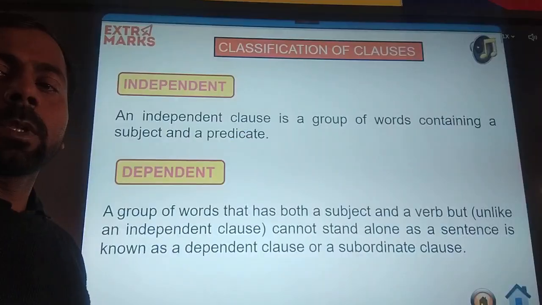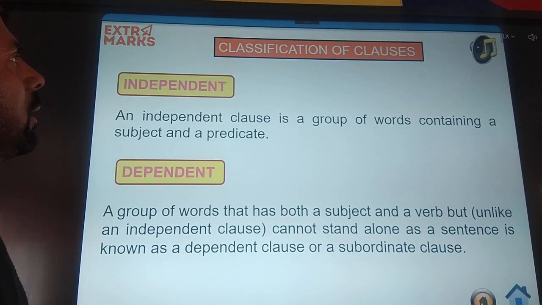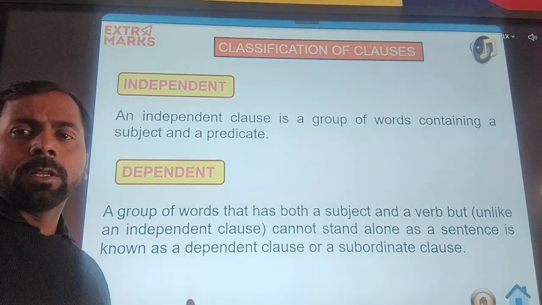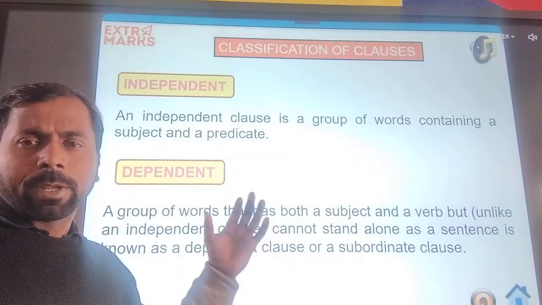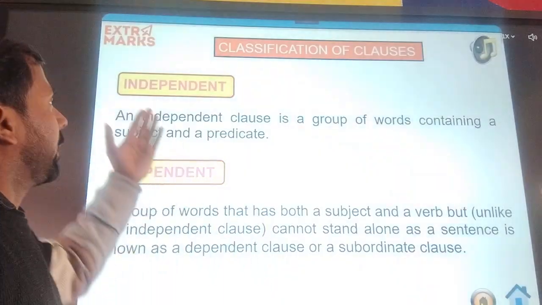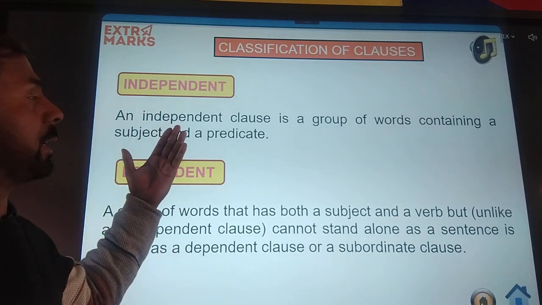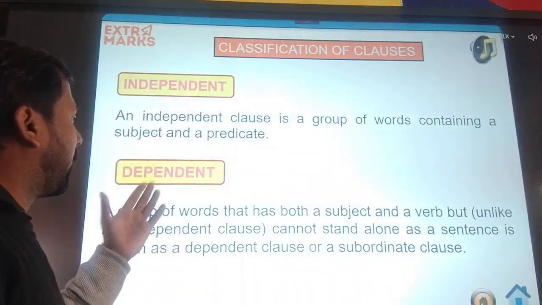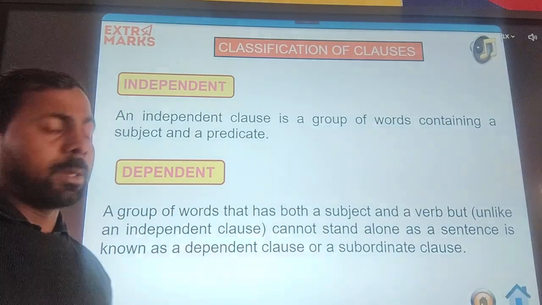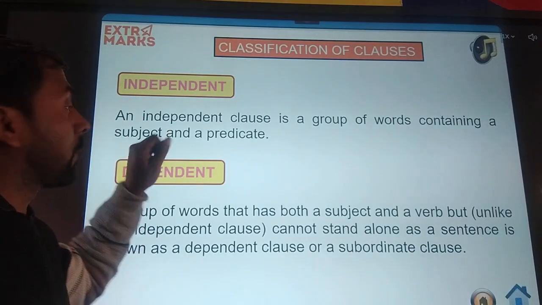Like that, the clause has a classification. You can see here the classification of clause. The clause has two parts: one is independent, second is dependent. We can also call independent a principal clause, and dependent a subordinate clause. First, you should know the meaning of independent.